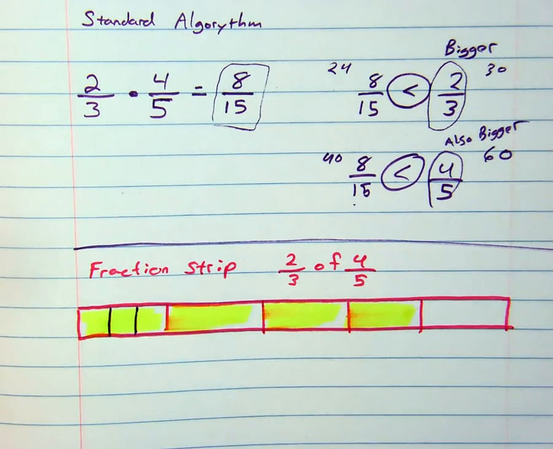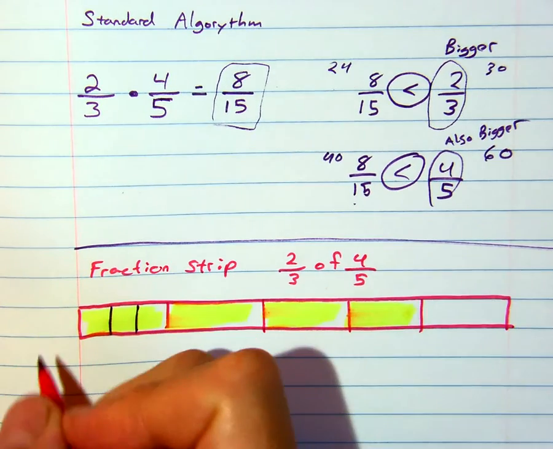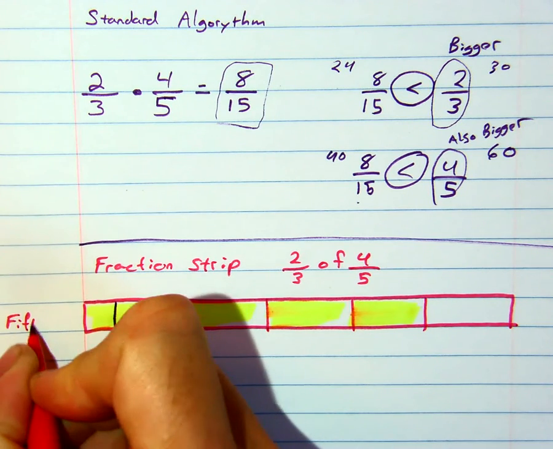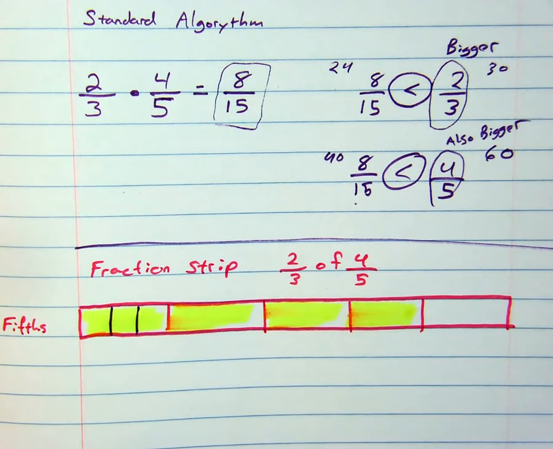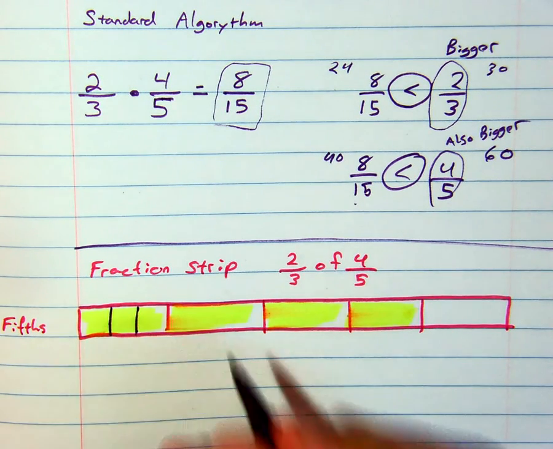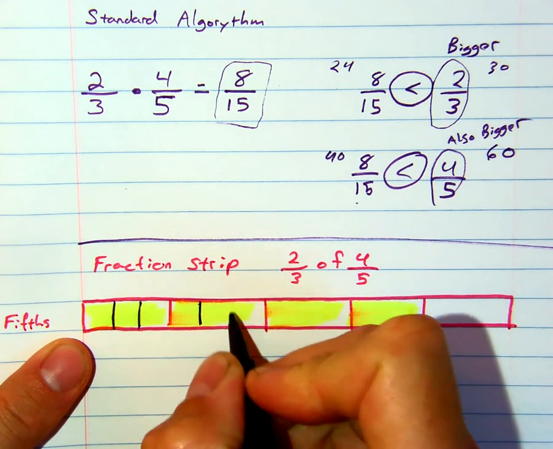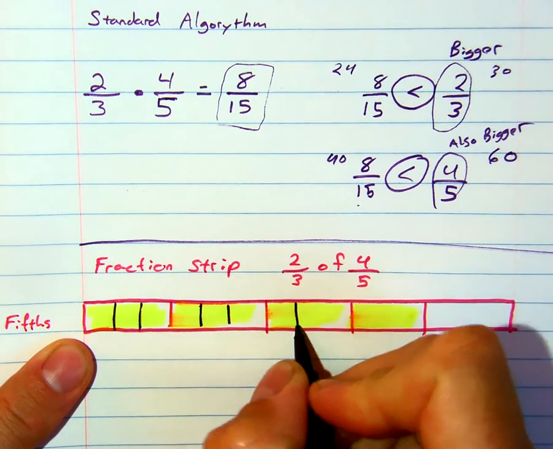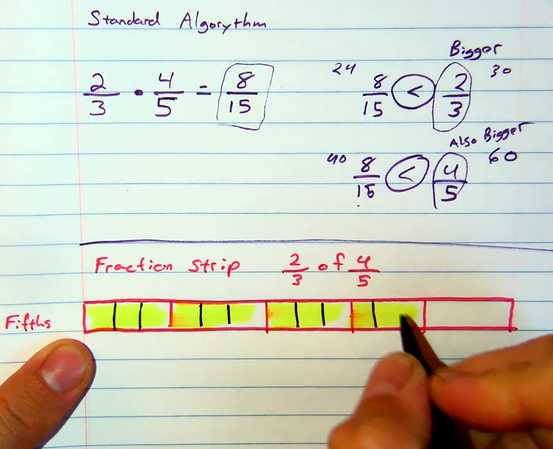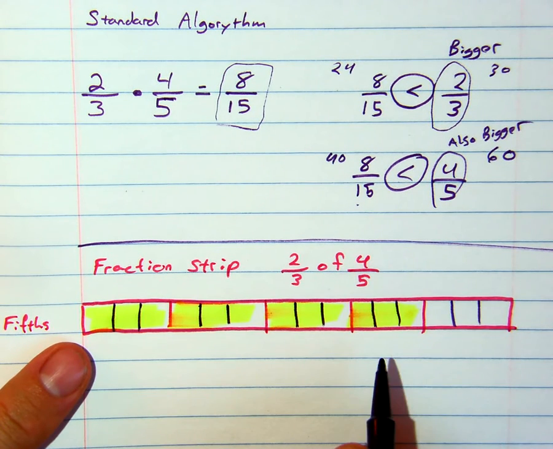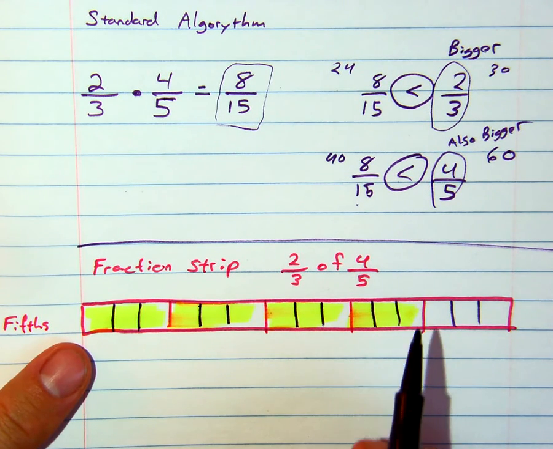So I initially start with fifths. Now I'm going to take each fifth and cut it into thirds. What I've just done is a visual model of how to get your common denominator of 15.